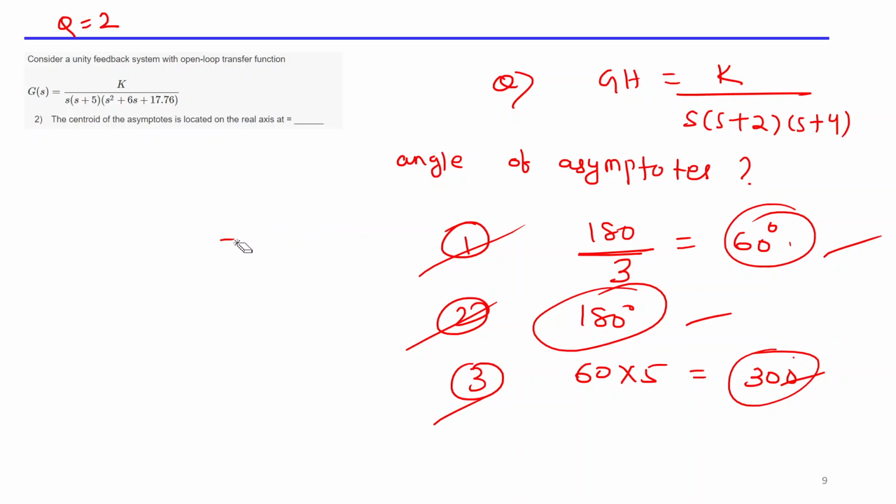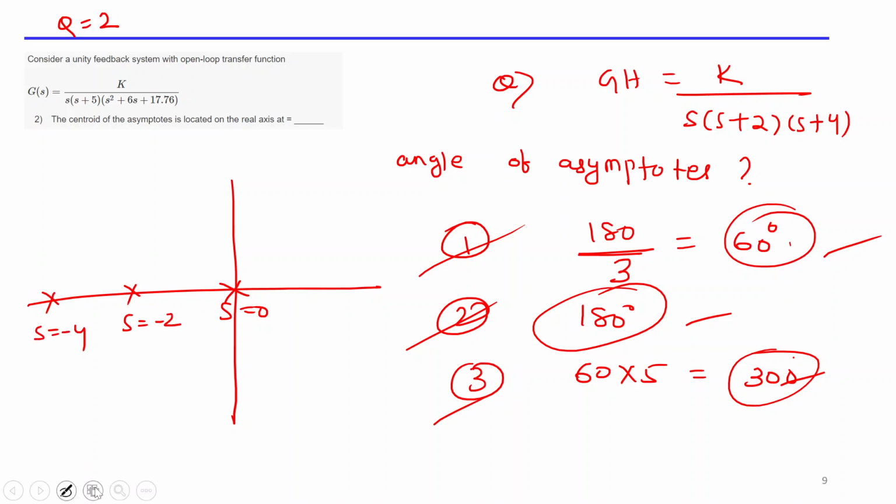So what will you do? First, draw the root locus diagram. So this is s equal to 0, s equal to minus 2, s equal to minus 4. So you know that this is the root locus diagram. This doesn't belong to the root locus diagram. Again, this part lies in the root locus diagram. So the middle part doesn't lie.